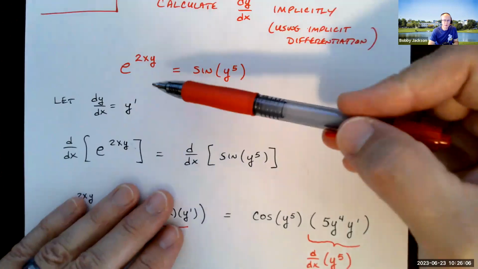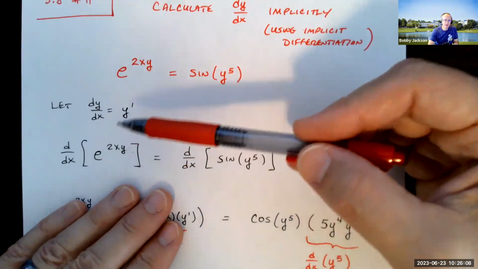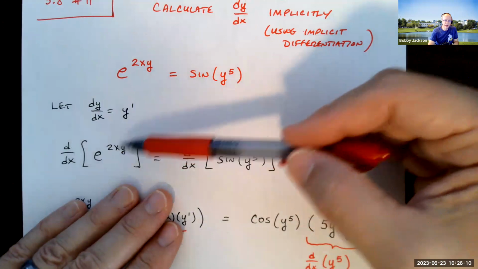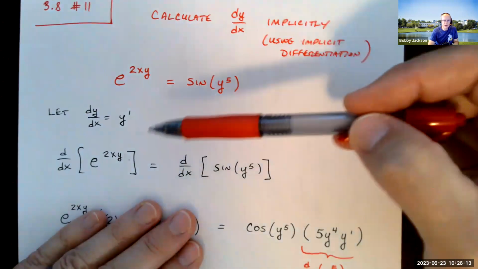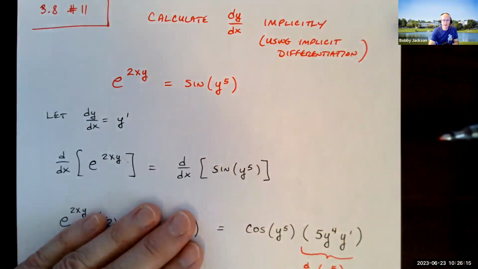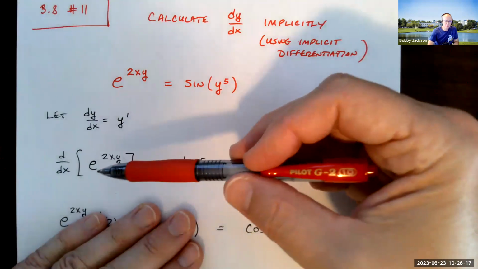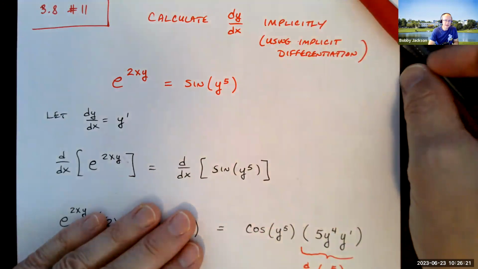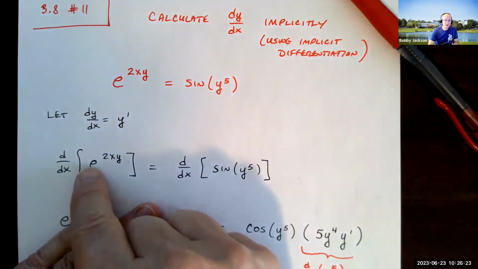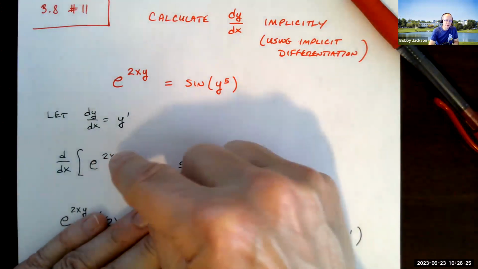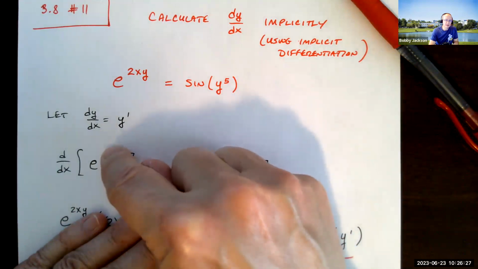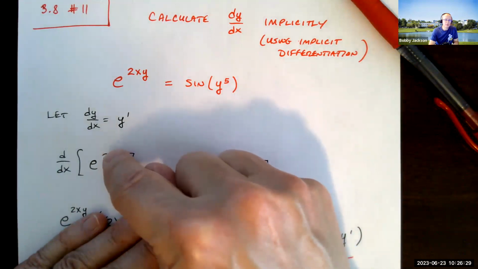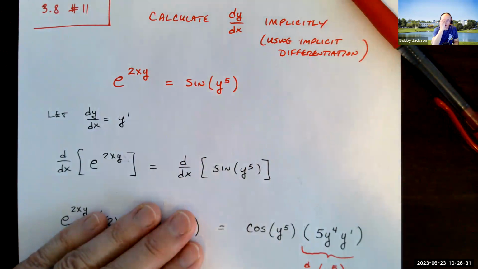And so to find the derivative implicitly, we take the derivative with respect to x of both sides. And we're going to assume, again, y is a function of x. So what do we have here? Well, we have e raised to the 2xy power. That's a composition of functions. The inner function is 2xy. The outer function is e to the u. So we have to use the chain rule.